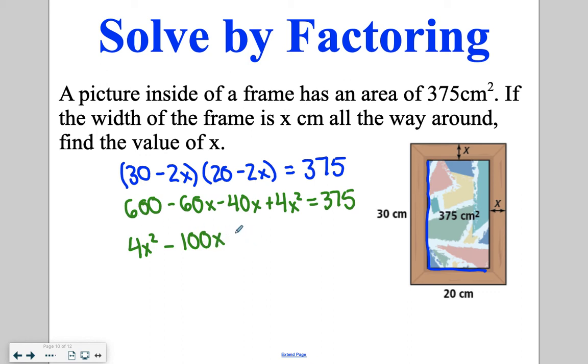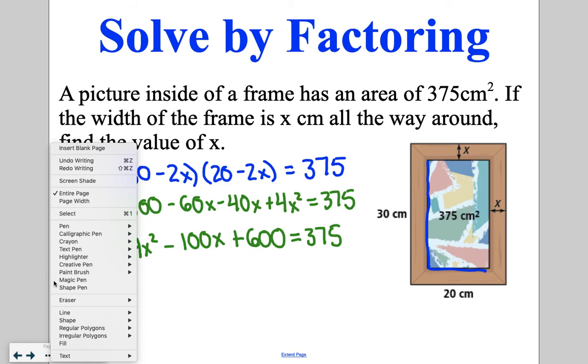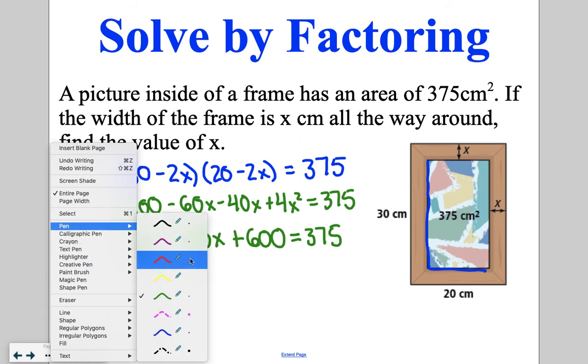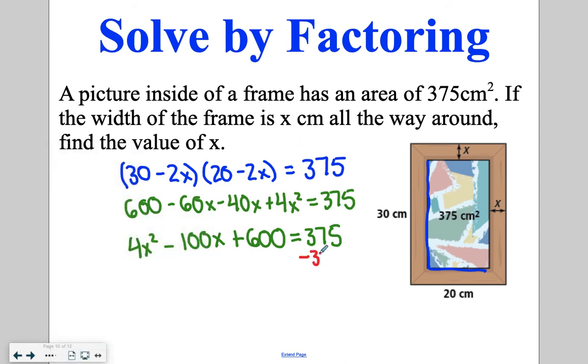And then I've got a positive 600, and that still equals 375. So all I did was combine my like terms and rearrange it so that the 4x squared was in front. Now I need to get my problem set equal to 0. So I have to get rid of that 375. So I'm going to subtract that from both sides of the equation.